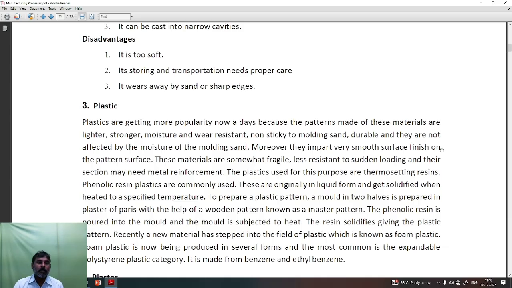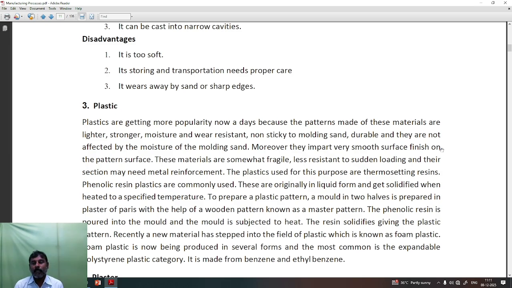So plastics are getting more popular nowadays. Patterns made of these materials are lighter, stronger, moisture and wear resistant, non-sticky to molding sand, durable, and they are not affected by the moisture of the molding sand. Moreover, they impart a very smooth surface finish on the pattern surface. These materials are somewhat less resistant to sudden loading and their sections may need metal reinforcement.